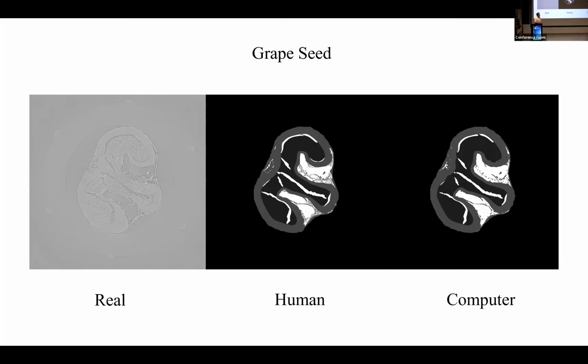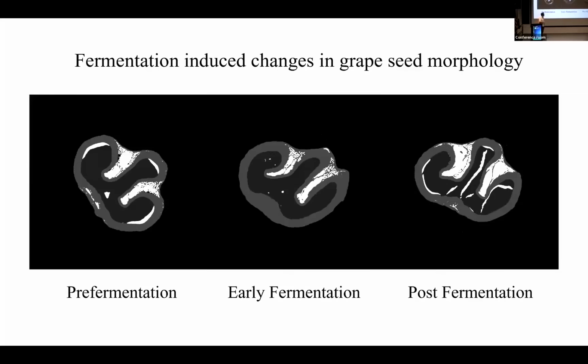It turns out that we can answer this with X-ray CT scans of grape seeds during fermentation. So here's a grape seed right here. This is late in fermentation. This is the mask that my postdoc made. And this is the output. So it does a reasonable approximation of the mask that the postdoc made.